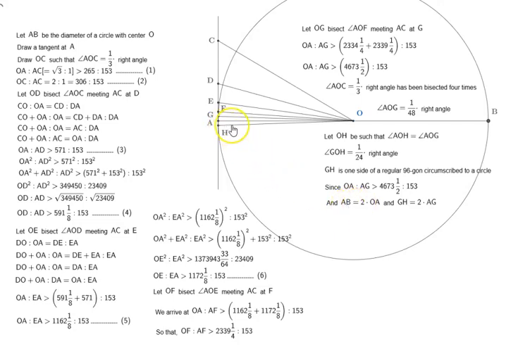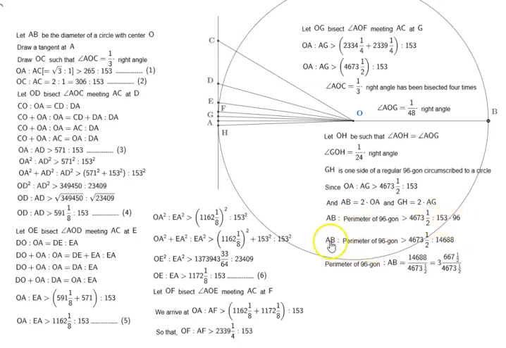Since OA is to AG is greater than 4673 and a half is to 153, and AB is equal to 2 times OA. AB is the diameter and OA is a radius. And GH is equal to 2 times AG. So, which means we can say AB is to perimeter of 96 gon is greater than 4673 and a half is to 153 times 96. And on simplification, we get AB is to perimeter of 96 gon is greater than 4673 and a half is to 14688.